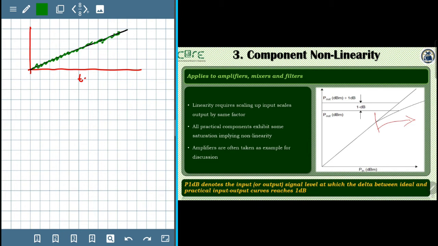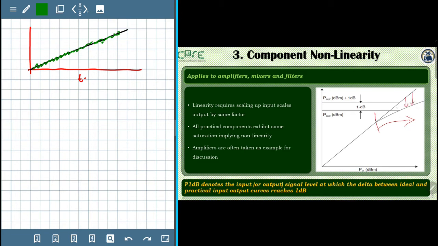starts to be evident. And that is something shown here for a typical amplifier, for instance, which has an input power being fed into the amplifier and output power coming out of it. The relationship between the input and output is linear up to a significant range of input signals, but then the output starts to drop from the ideal output.